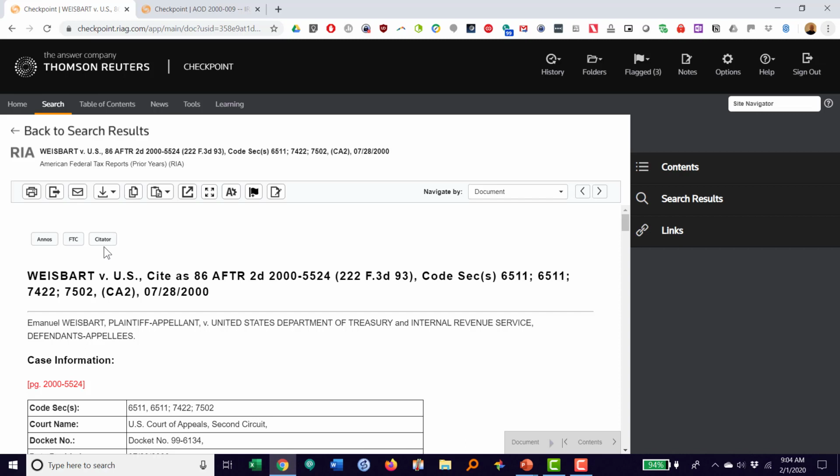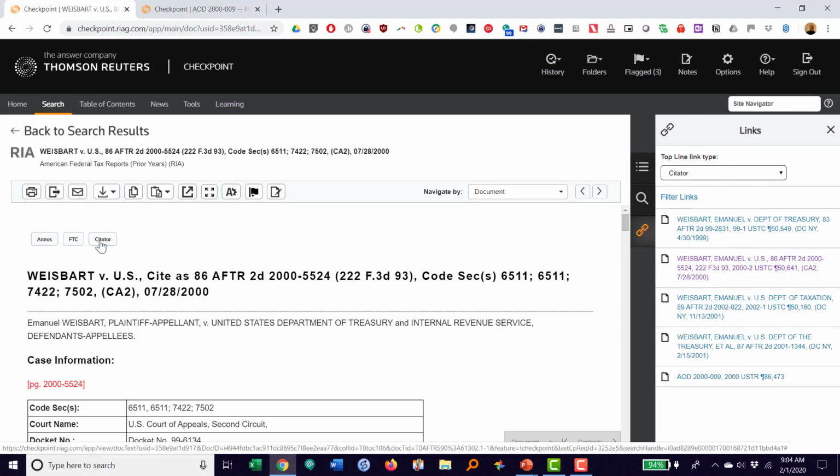Now, you might understand annotations if you use U.S. Tax Report. If you have that, that'll work there. FTC is for Federal Tax Coordinator, and that would give you the links over there. But this third button says Citator. If you click that button, we get this weird thing off to the side for links. What it is, is every case that this one is mentioned in. Now, in reality, just doing this, if you were in Checkpoint, should have been enough to tell you there's something going on here, because you see that action on decision down here at the bottom.